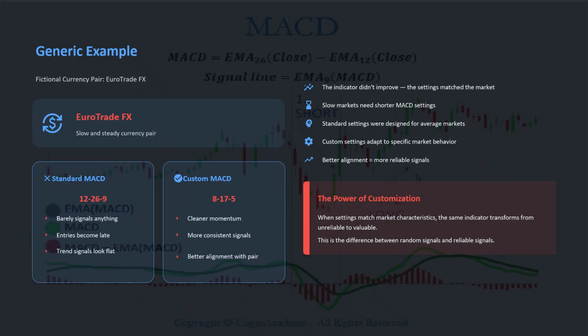Let's say a trader is analyzing the currency pair EUR/USD. They use MACD with standard settings. The pair is slow and steady. The MACD barely signals anything. Entries become late. Trend signals look flat. They switch to a shorter MACD setting. Suddenly, cleaner momentum, more consistent signals, better alignment with the pair's behavior. The indicator didn't improve. The settings matched the market. That's the power of customization.